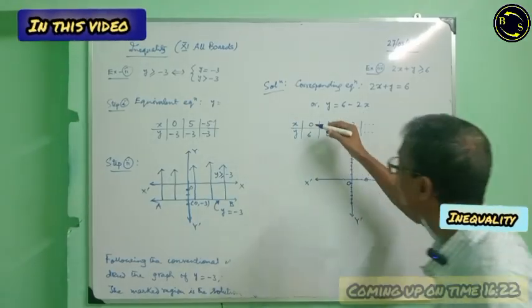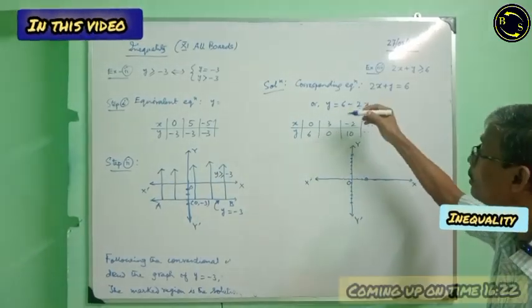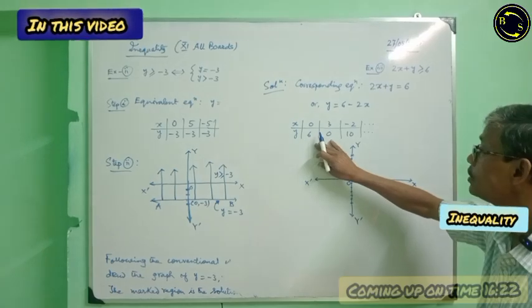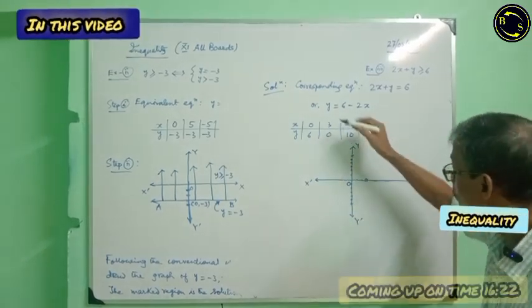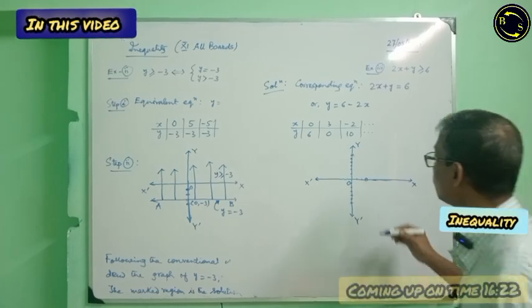Actually we can draw easily the straight line passing through 3, 0 and 0, 6. This will be the straight line.